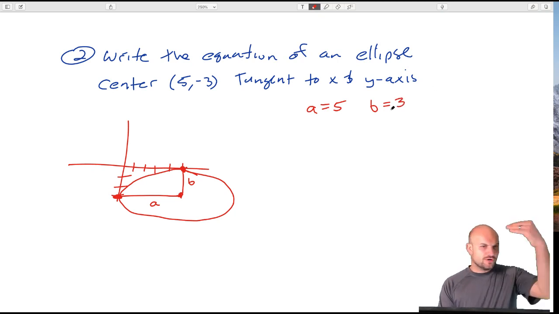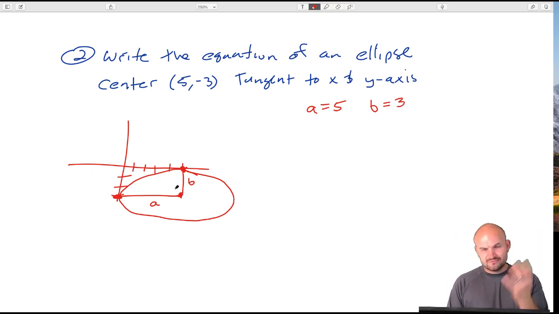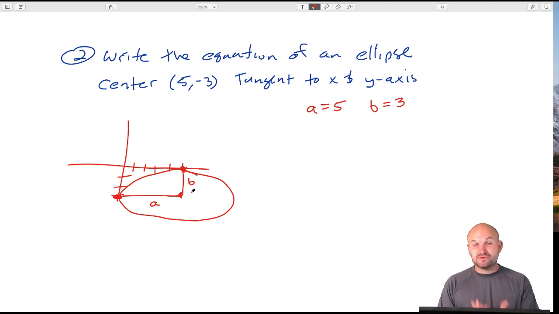Now, again, you could say, well, you're going down. Well, yes, but B doesn't have positive or negative because remember, the formula is squaring it, right? Since we have a horizontal major axis, A squared is going to be under the X term. And remember, X is always with H. Remember, this is your H comma K. That's what I was trying to think of. There's something to do with the H, K. So the formula looked like this.